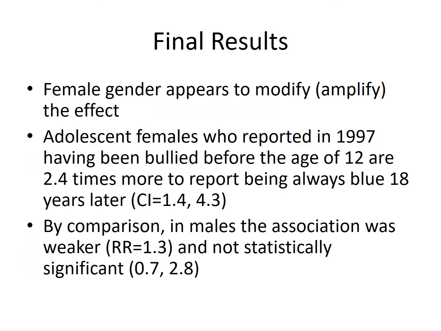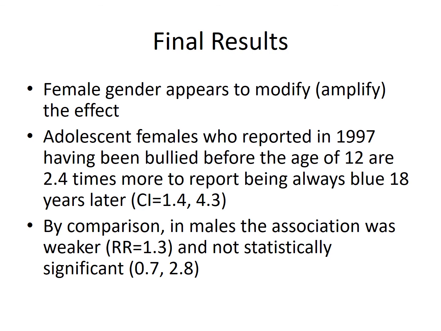So what does this all mean? And the results we see, female gender appears to modify, specifically to amplify, the effect of bullying. So if we're looking at our associations, we see the adolescent females who reported in 1997 that they had been bullied before the age of 12, those girls are 2.4 times more likely to report being always blue 18 years after that initial survey. Now, this is a strong association, and it also happens to be statistically significant. By comparison, in males, the association was much weaker. The relative risk was 1.3, and it was not statistically significant.